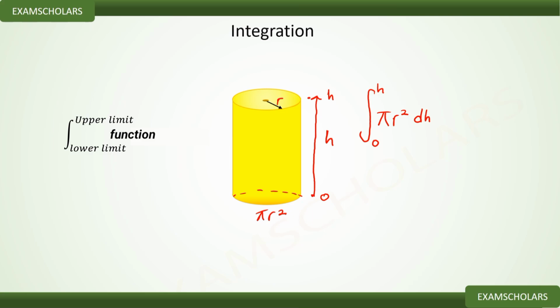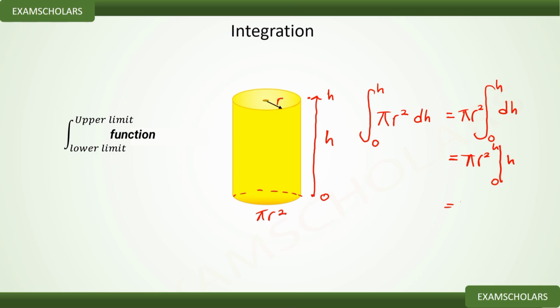When you solve this, everything that is not h becomes a constant. You have pi r squared outside. Don't worry, we are still going to learn this. Now I have h here as the upper limit, 0 here as the lower limit, and dh here. When you integrate dh, you are going to get h. You have pi r squared outside, and you have your h with upper limit h and lower limit 0.